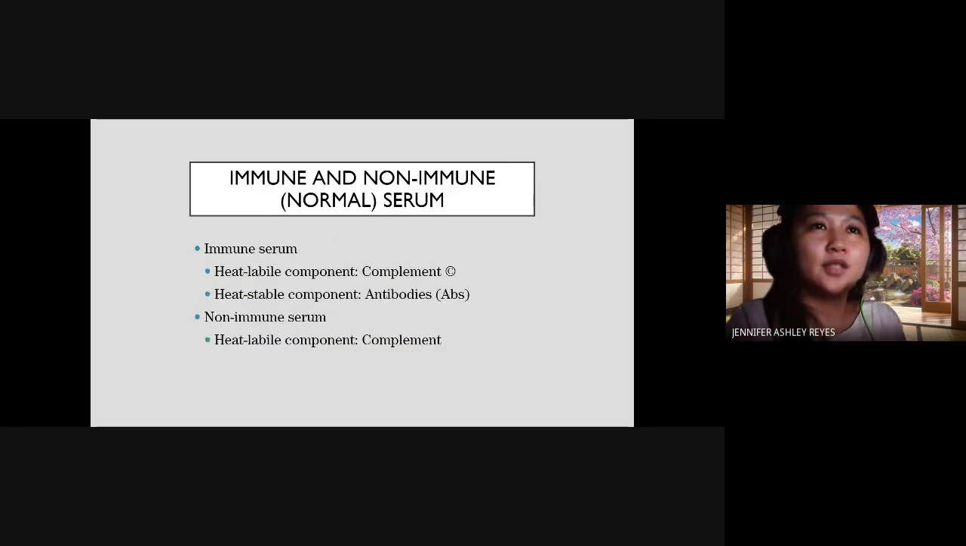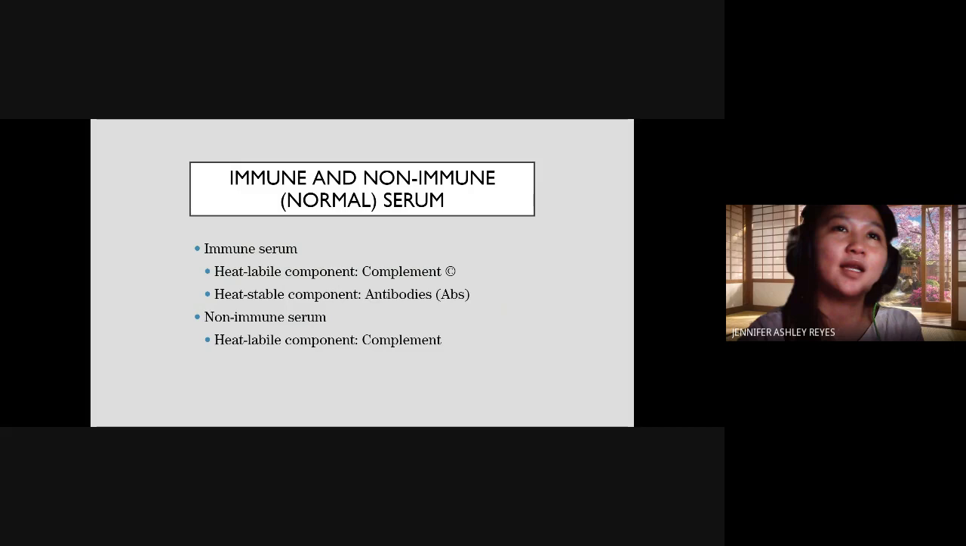Okay. So, meron tayong immune serum and non-immune serum. So, heat labile component of our immune serum will be complement. Still, non-immune serum, heat labile component are the complement. So, sino na part ng humoral natin ang heat stable? Yung mga antibodies. So they are somehow heat stable, capable of undergoing or withstanding intense amount of heat.